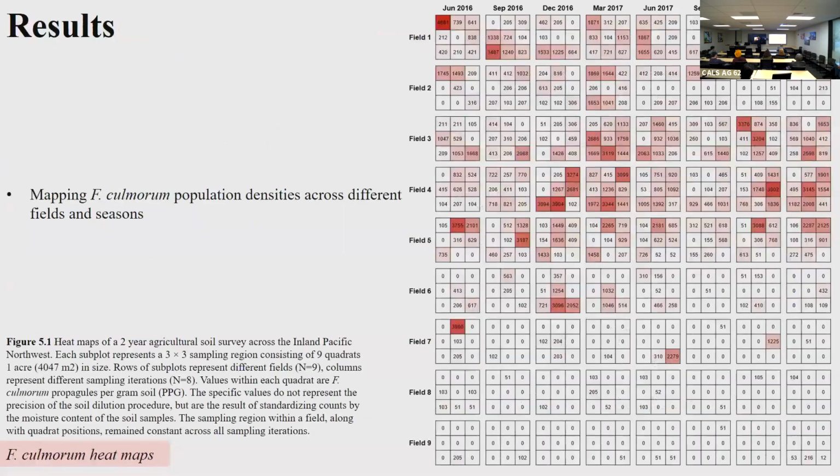So this is the map again, as I showed before, all 9 fields. And you can see the differences that we end up observing across there, the sharp cutoff after we get to field 7. Though field 7 was quite interesting because we saw high amounts in the summer months.